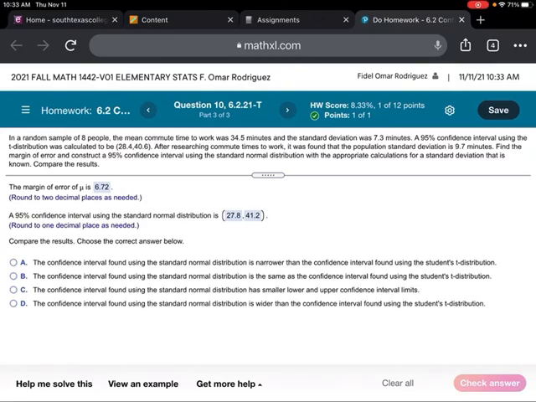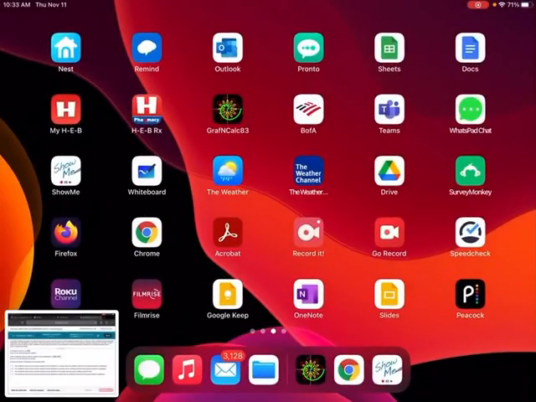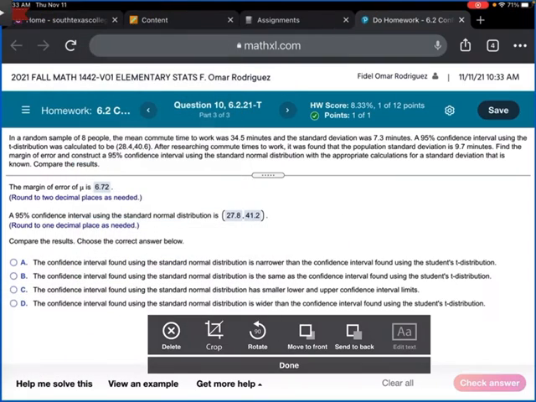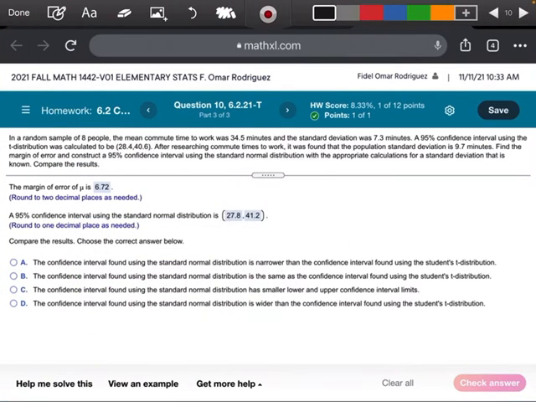All right. Okay, so now there is a last part. So let me take a screenshot of that. Back over here, upload that to my slide. Here we go. Okay, so it says, now we're trying to compare the two results. Okay, so let's compare those results. The confidence interval using the standard normal distribution is narrower.